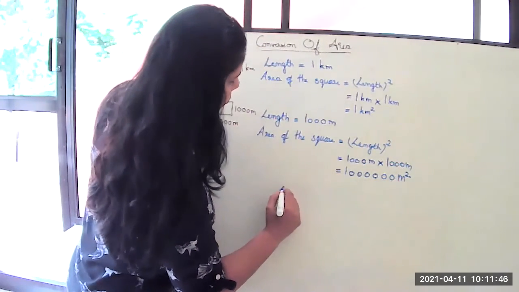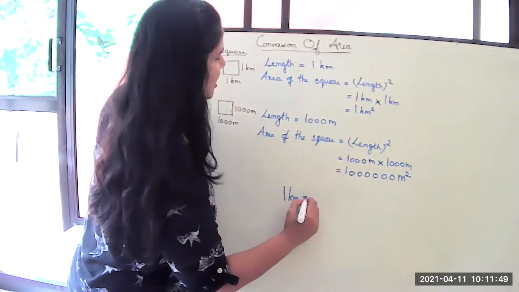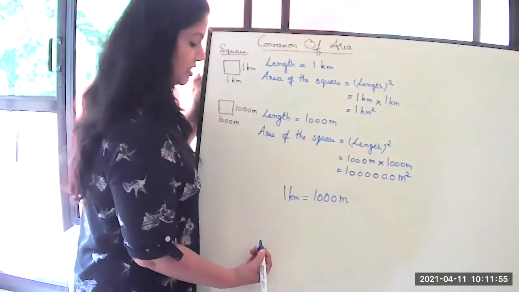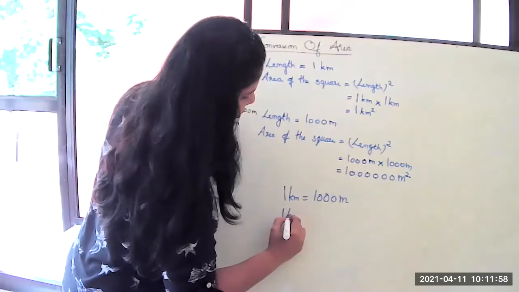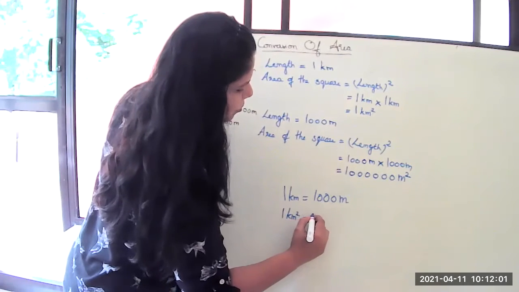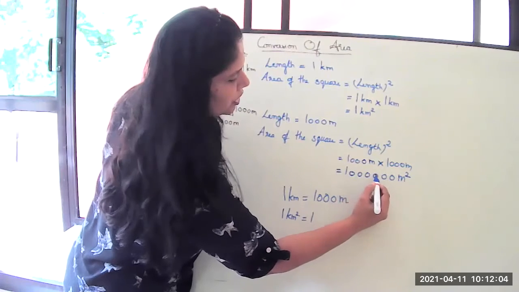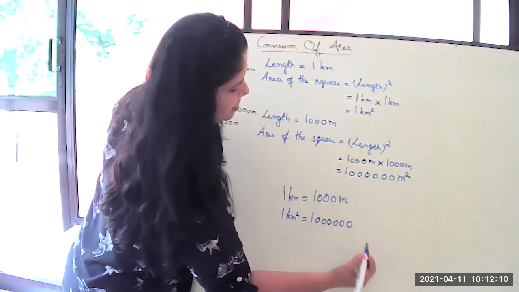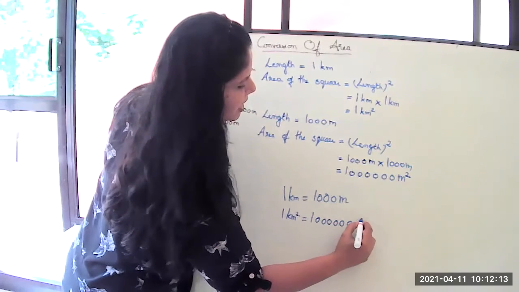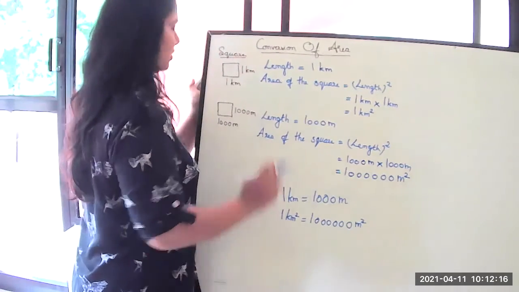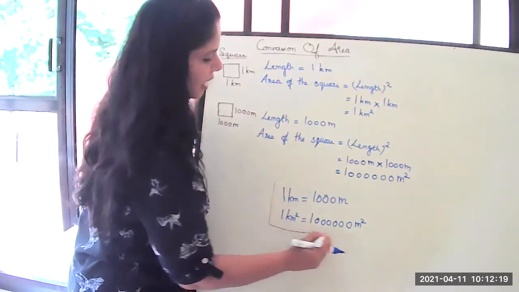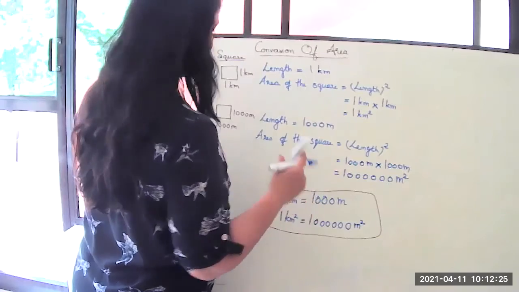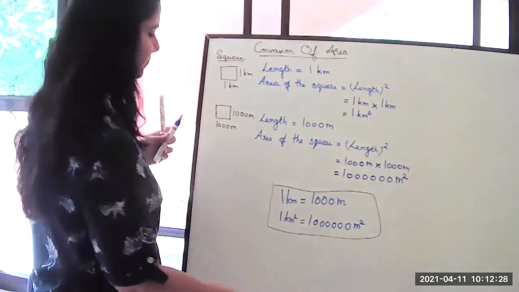So 1 kilometer is equal to 1000 meters, and 1 kilometer square is equal to 1 and how many zeros? 1, 2, 3, 4, 5 and 6 zeros. And the unit is meter square. Okay. So we can put it in the box. You should remember this. Now let's see how to solve a problem with this.